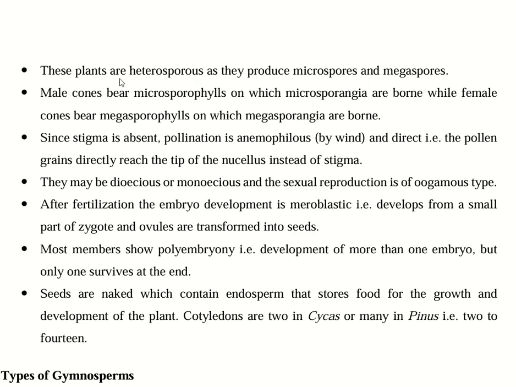Likewise, these plants are heterosporous. That is, they produce two kinds of spores, microspores and megaspores. Here the male cones bear the microsporophylls on which the microsporangia are borne, while the female cones bear the megasporophylls on which the megasporangia are borne. The microsporangia lead to the formation of microspores, which are also known as pollen grains, and the megasporangia give rise to female spores, that is, megaspores.